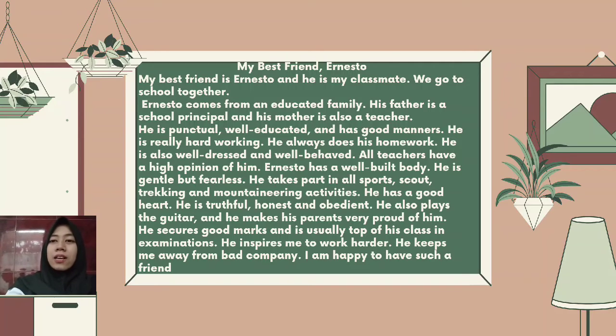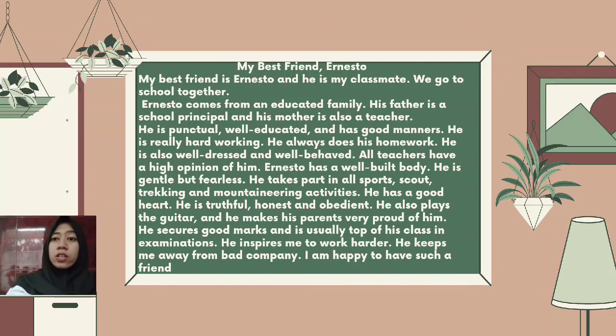He is punctual, well-educated, and has good manners. He is really hardworking. He always does his homework. He is also well-dressed and well-behaved. All teachers have a high opinion of him. Ernesto has a well-built body. He is gentle but fearless. He takes part in all sports, scout, trekking, and mountaineering activities.